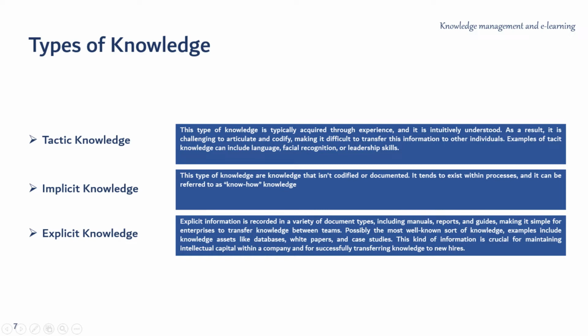This is a type of knowledge that isn't codified or documented, and it includes know-how knowledge. What is explicit knowledge? Explicit knowledge is knowledge that is kept in records, and it is the document type of knowledge. It includes manuals, reports, and guides, and these are documents that can be easily retrieved when they are needed.